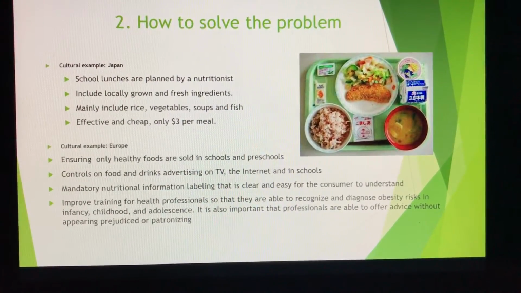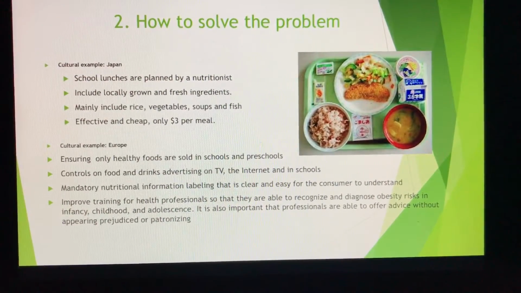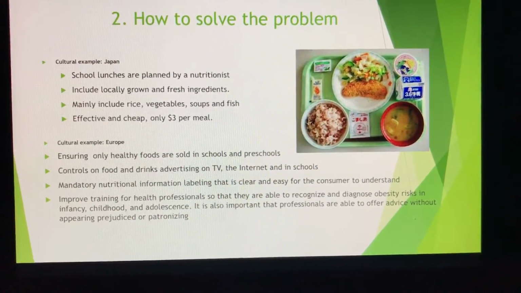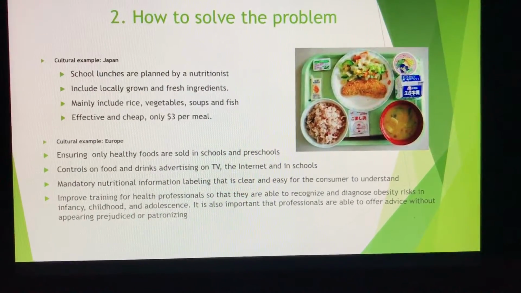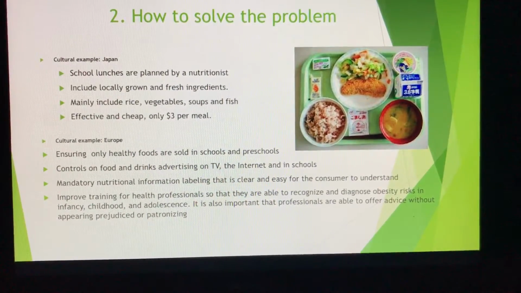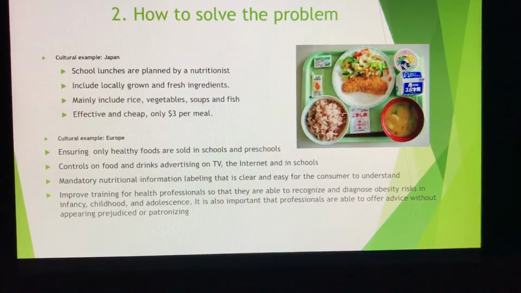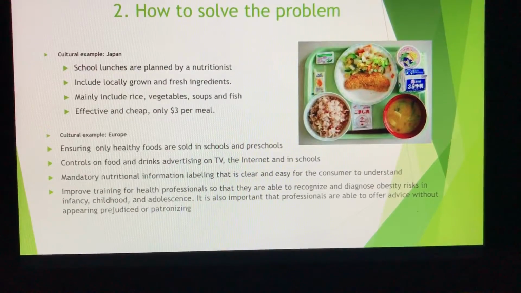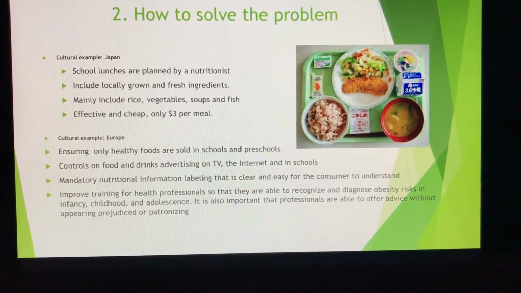Another example is in Europe, and they ensure that only healthy foods are sold in schools and preschools, which are the main age groups where obesity is prevalent. And they have controls on food and drinks, advertising on TV, the internet, and in school. They also have mandatory nutritional information labeling that is clear and easy for the consumer to understand. They also have improved training for health professionals so that they are able to recognize and diagnose obesity risks in infancy, childhood, and adolescence.